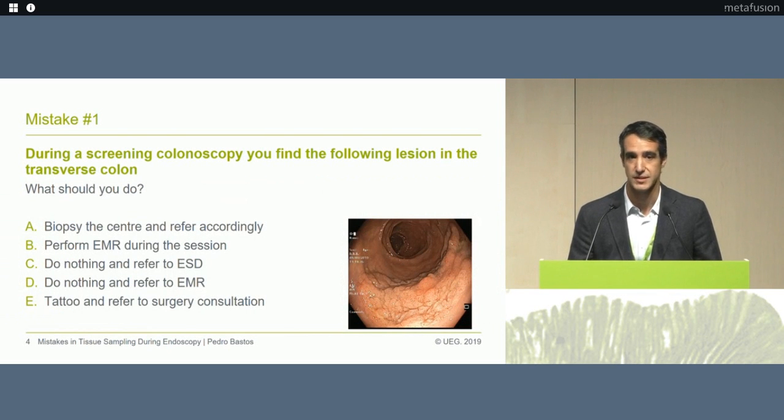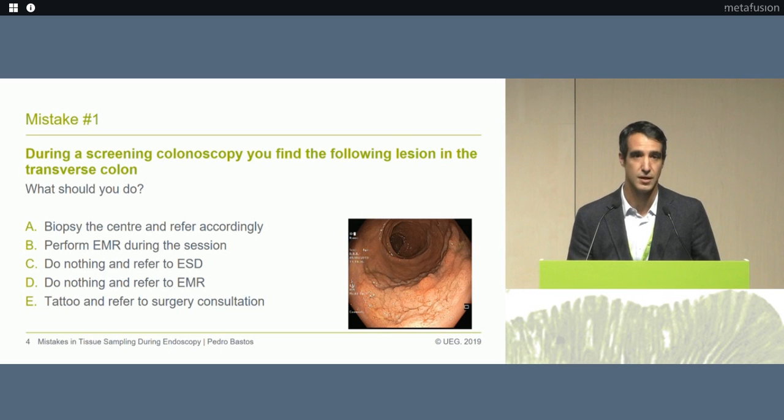Should we biopsy the center of the lesion and refer accordingly, meaning that if you have carcinoma cells, we would send the lesion for surgery, and if we have just adenoma, we will send it for another type of resection? Should we perform EMR during this screening session? And these are usually busy sessions. Should we do nothing? And nothing means no biopsies and no tattoo, and refer the lesion for endoscopic submucosal dissection?